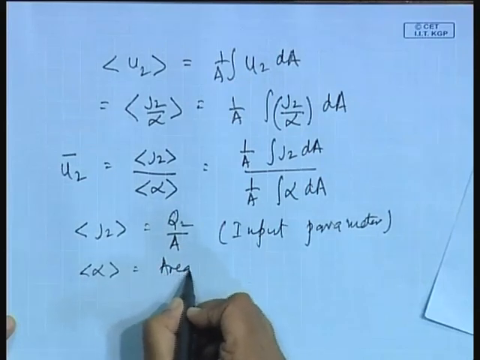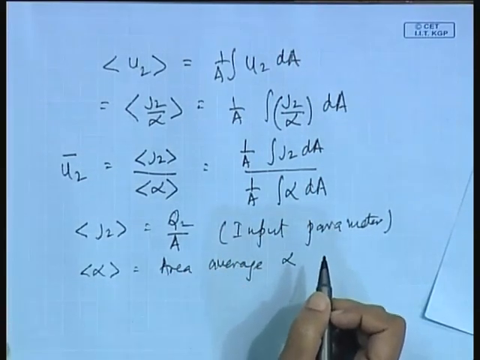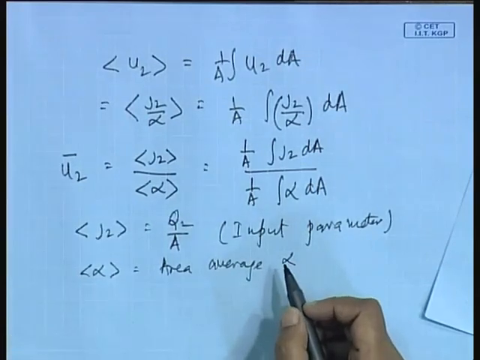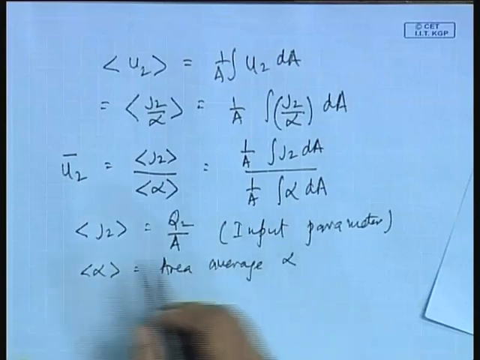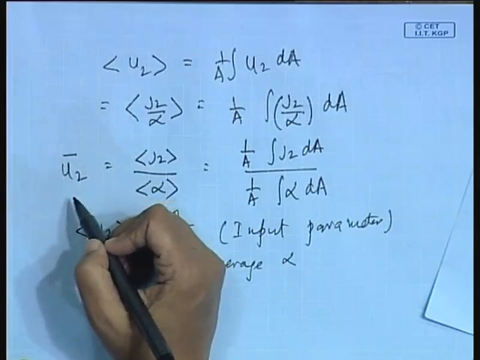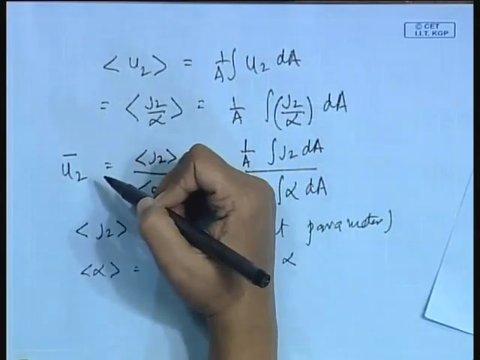So, it is the area average alpha, which you can very easily measure either by the conductivity probe technique or the radiation attenuation technique and so on and so forth. Okay. So, therefore, this is a much more friendly or much more determinable quantity as compared to this. So, therefore, these concepts have to be very clear.